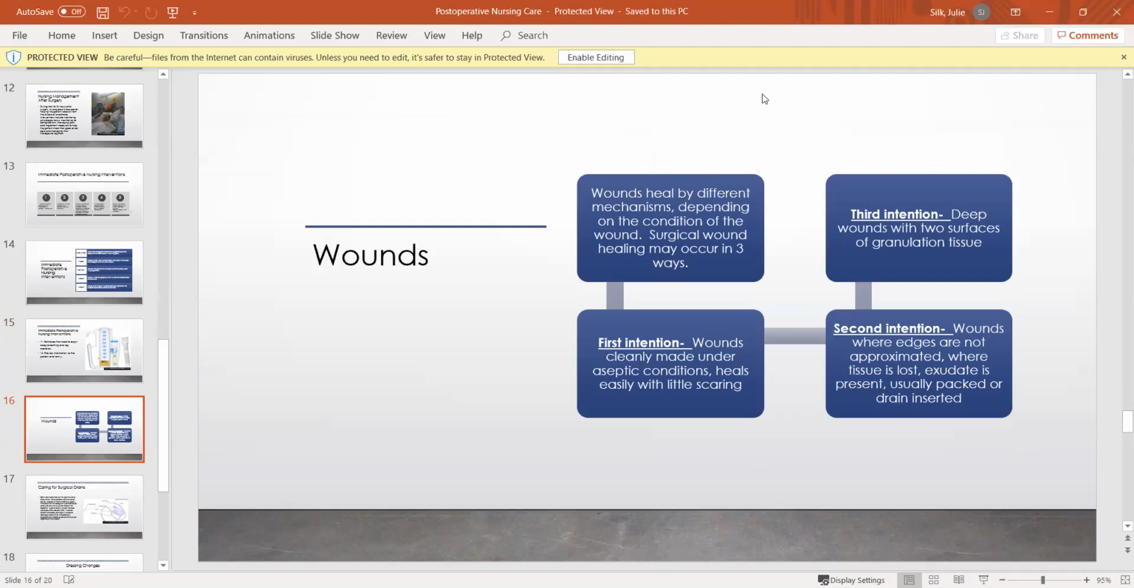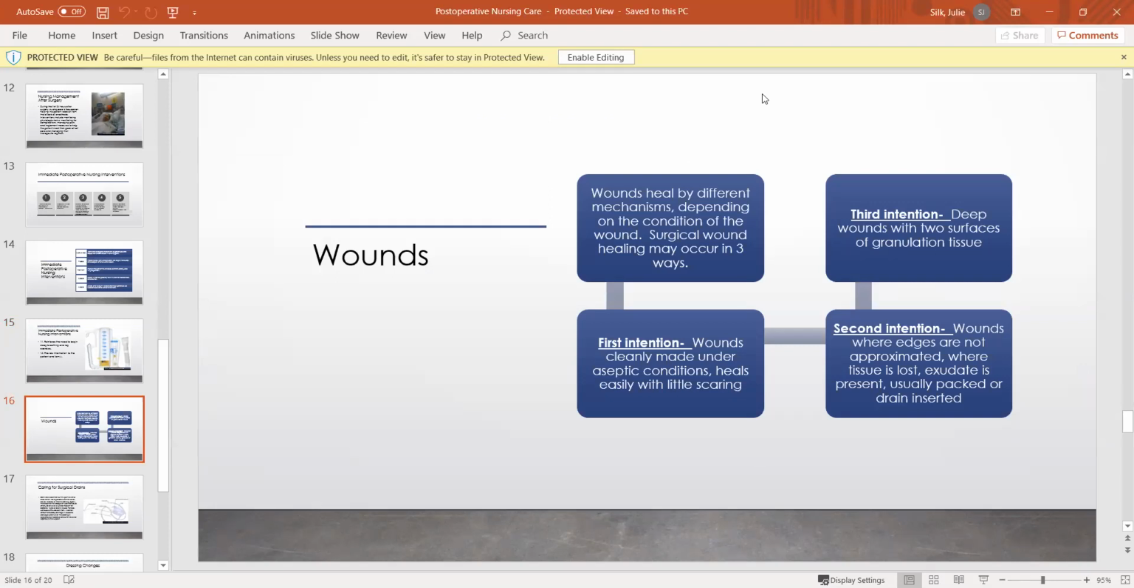Okay, so this talks about different types of wounds. Wounds heal in different ways. There is first intention, second intention, and third intention healing that we need to talk about. Most wounds are going to be first intention healing, probably 80% of wounds, maybe more than that.